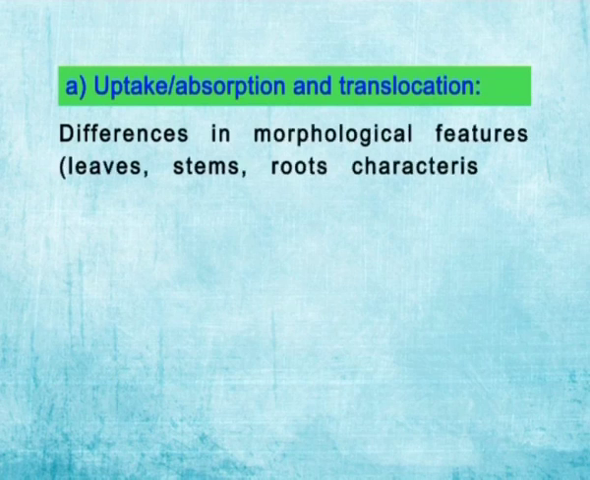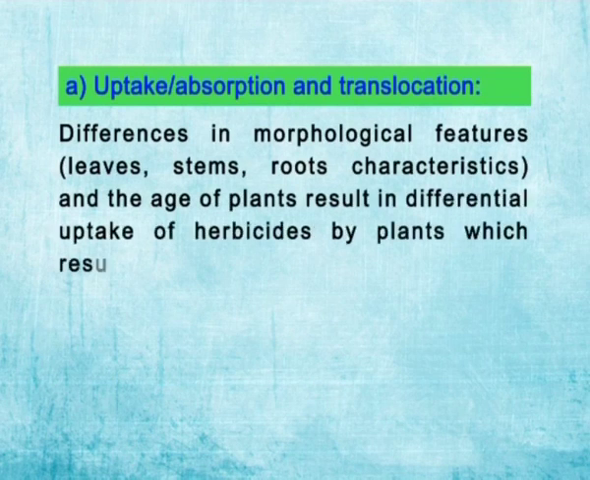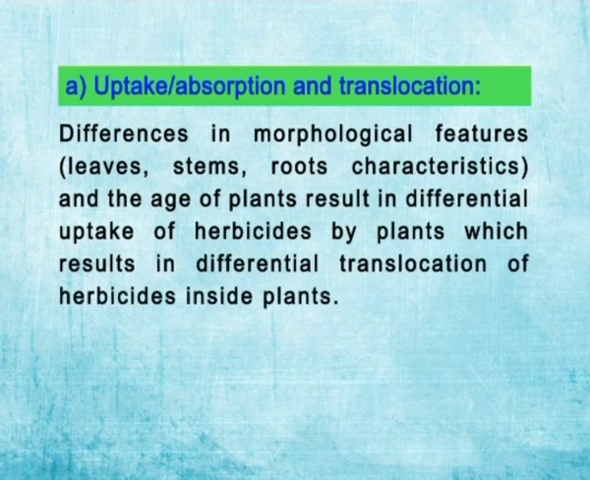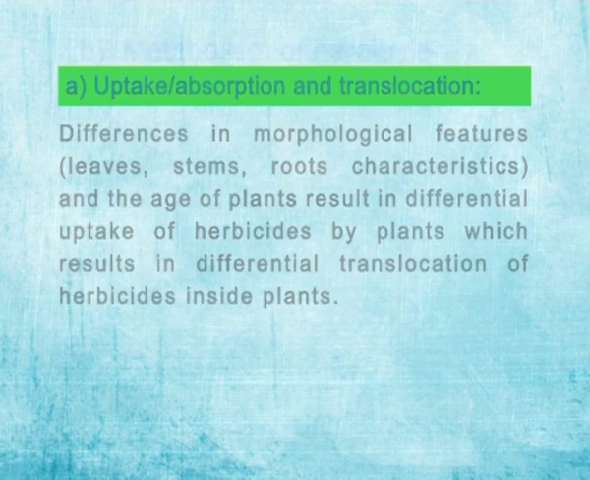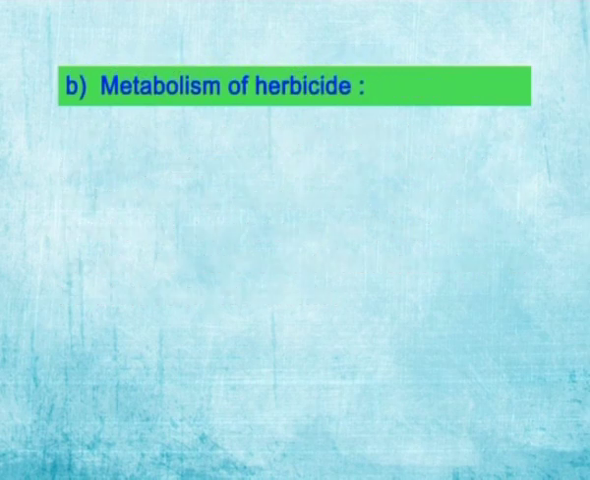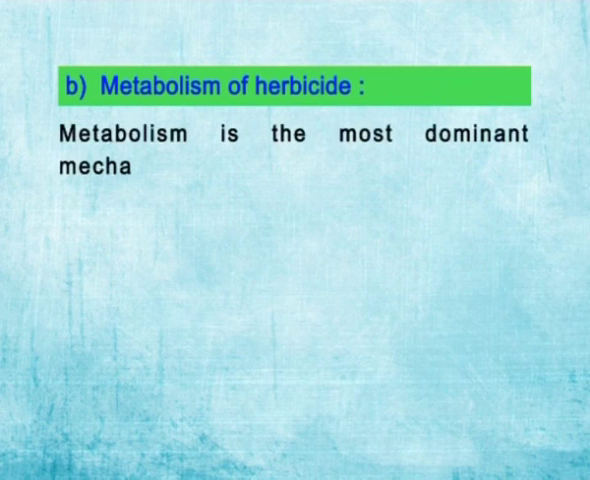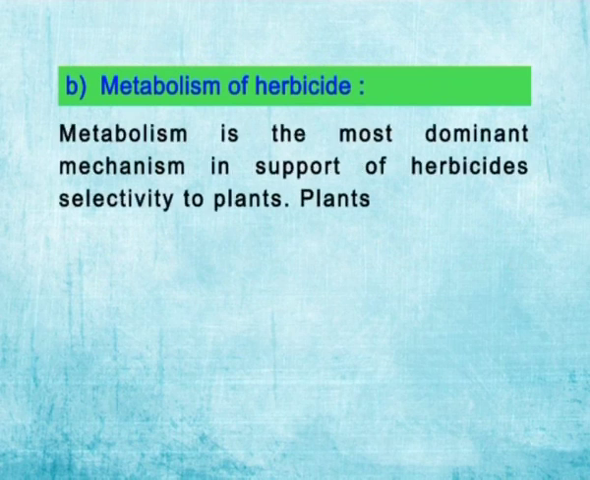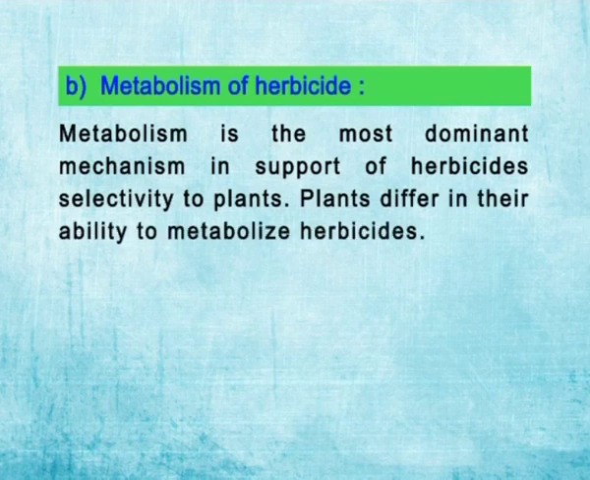Differences in morphological features such as leaves, stems, roots characteristic, and the age of plants result in differential uptake of herbicides by plants, which results in differential translocation of herbicides inside plants. Number B. Metabolism of herbicide. Metabolism is the most dominant mechanism in support of herbicide selectivity to plants. Plants differ in their ability to metabolize herbicides.